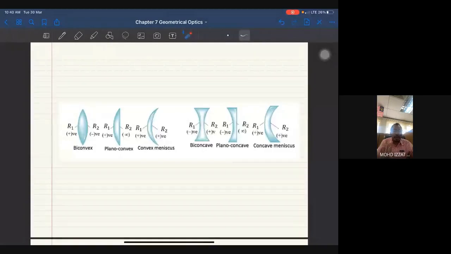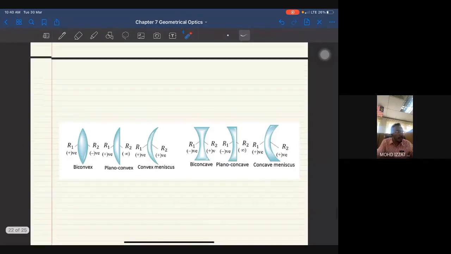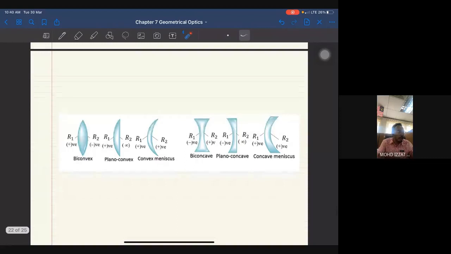Tapi when you try to calculate, kadang-kadang kita salah lukis. The question says convex meniscus but you draw a concave meniscus. If the question doesn't ask you to draw the picture, even if you draw it the wrong way around, you still get the same answer. Sama je. It doesn't matter, the drawing is just to help you. Okay, so far ada soalan tak? Before I proceed to the lens.